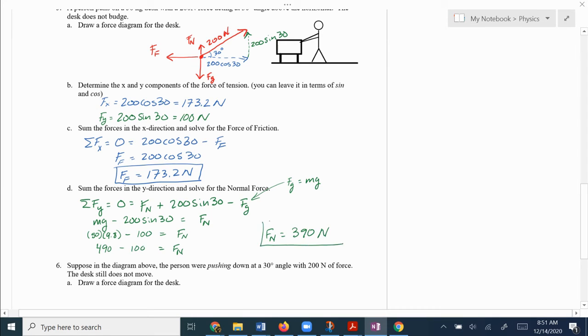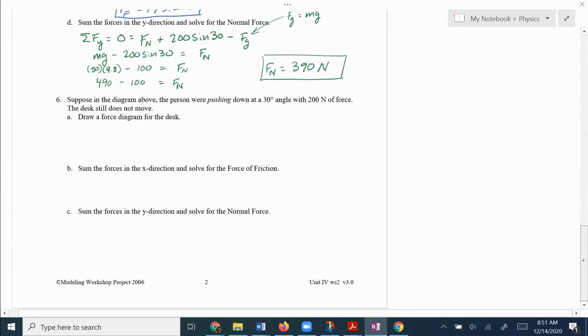And that makes sense, right? It's less than the force of gravity. Force of gravity was 490. Normal force is 390. That makes sense because we're supporting 100 newtons of that weight. Okay, moving along to the next one.